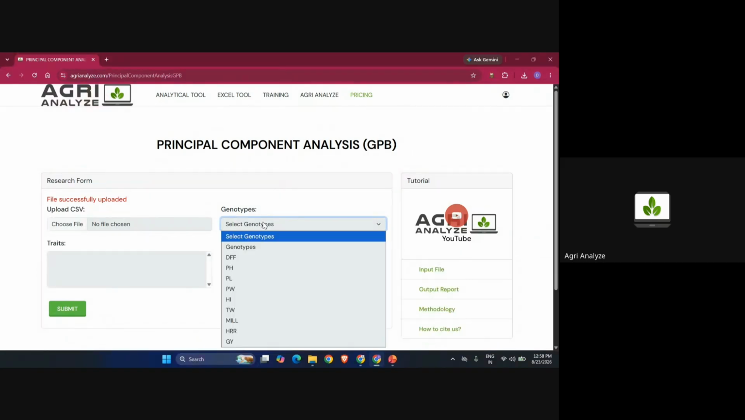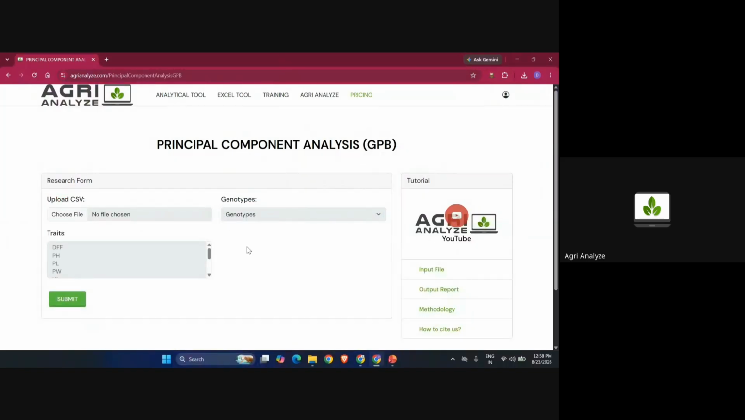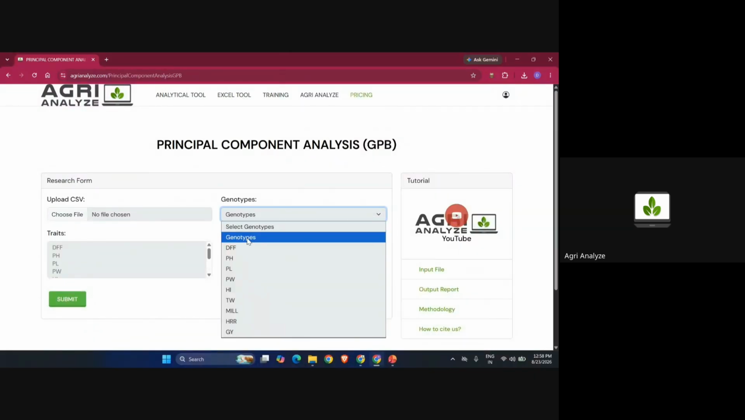Now in our data set, the first column is for the genotype listing, because we have 40 genotypes and 3 replications. So we have a total of 120 rows, and in the first column the listing of genotypes is there. So we have to select the first column as the genotypes. Okay, so click on genotypes. You can give a name based on your choice. Here we give genotypes for better understanding. So we have to select genotypes in this section.